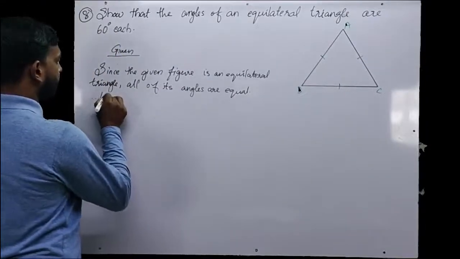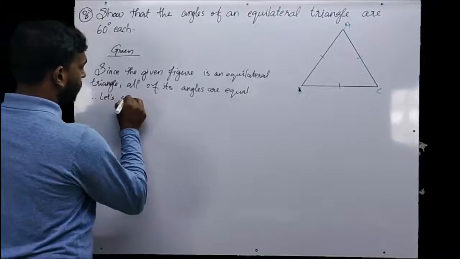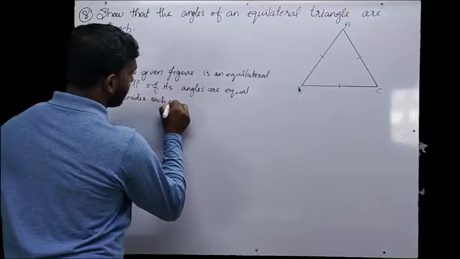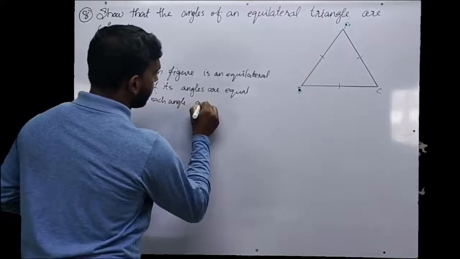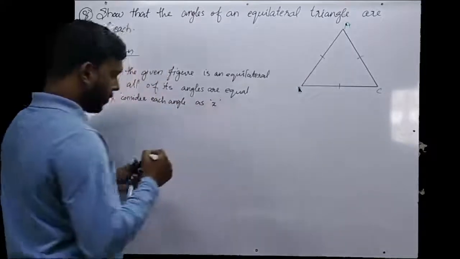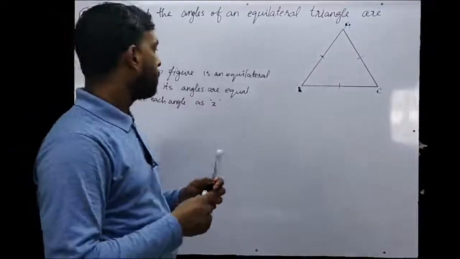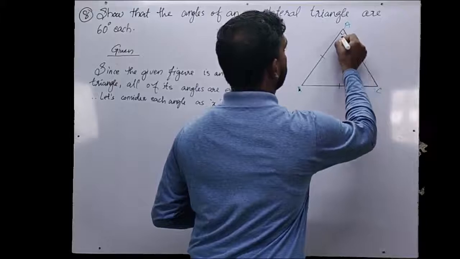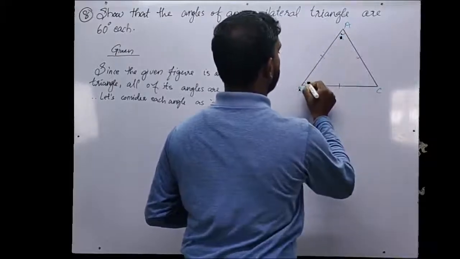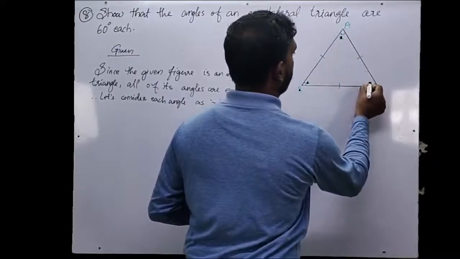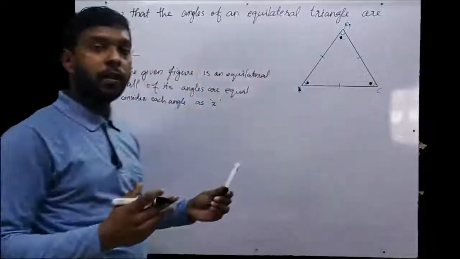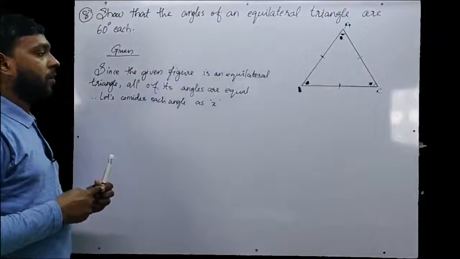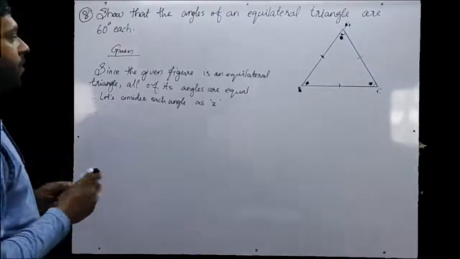Therefore, consider each angle as h. For convenience, further on, since all the angles are equal, we are going to just put a value h for all the angles. Why h for all the angles? Because all the angles of an equilateral triangle are equal. So we have just mentioned it that way.